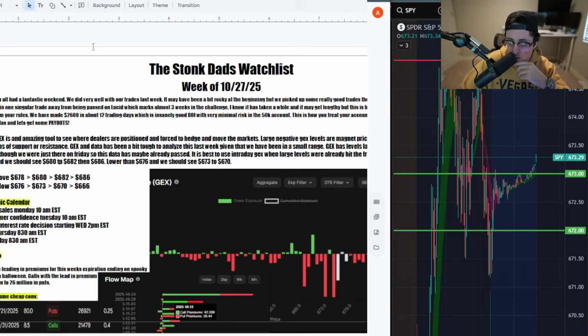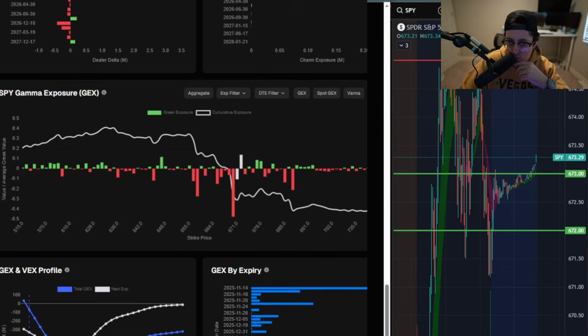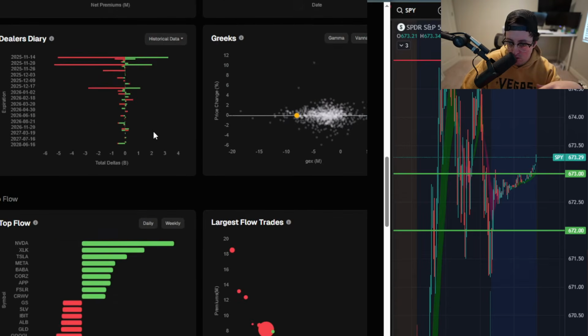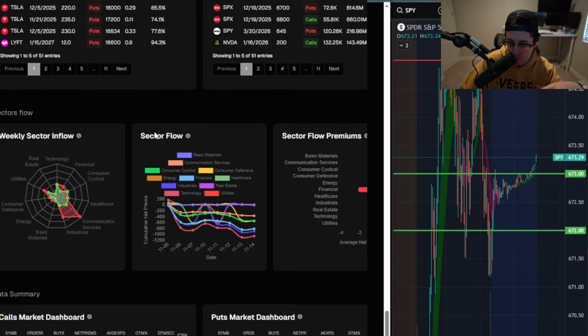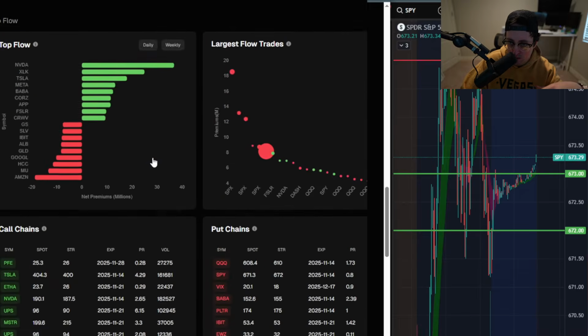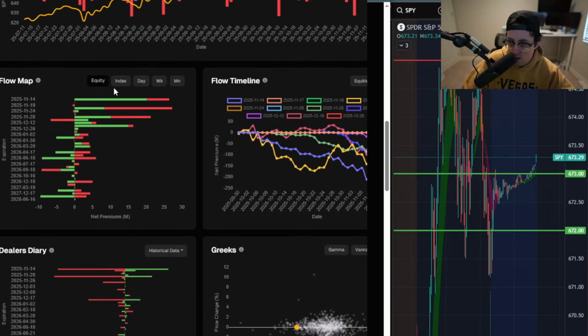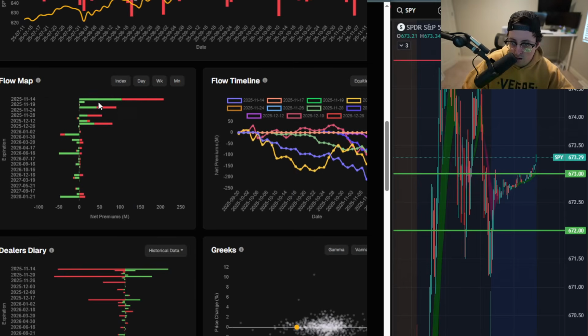Flow map. So let's look at the flow map real quick. What the flow map does is track the overall net premiums of a certain expiration throughout the week. So let me go to the flow map. Did I pass it? I think I passed it. There it is. Okay, so what I usually do is I look at the weekly, and then I look for the expiration for next week. So next week, the Friday expiration is 11/21, November 21st.